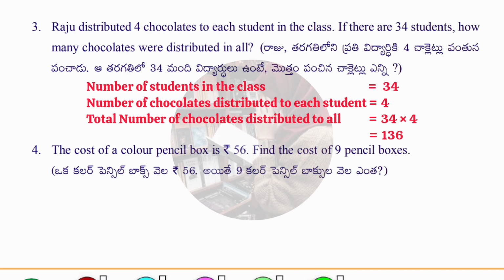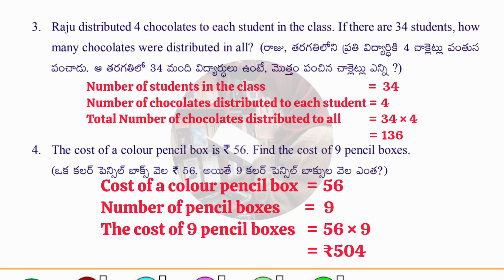Next, fourth question. The cost of a color pencil box is rupees 56. Find the cost of 9 pencil boxes. Let's see. Cost of color pencil box is 56. Number of pencil boxes are 9. So what we have to do? We have to do the multiplication to get the total cost of 9 color pencil boxes. So the cost of 9 color pencil boxes equals 56 multiplied by 9.